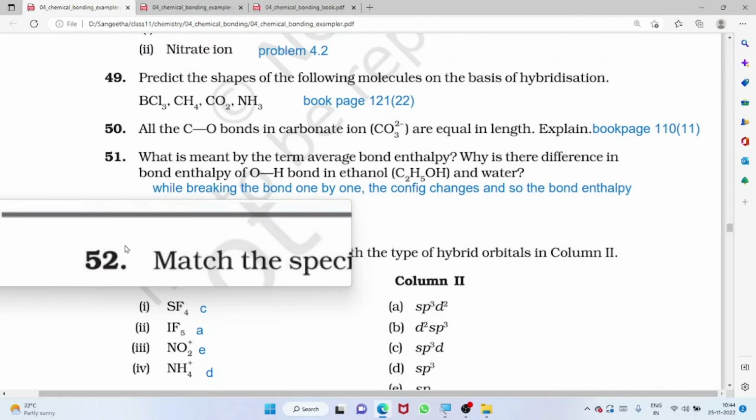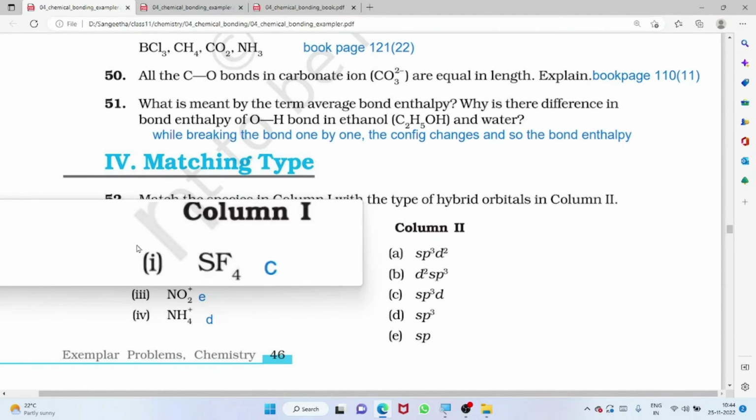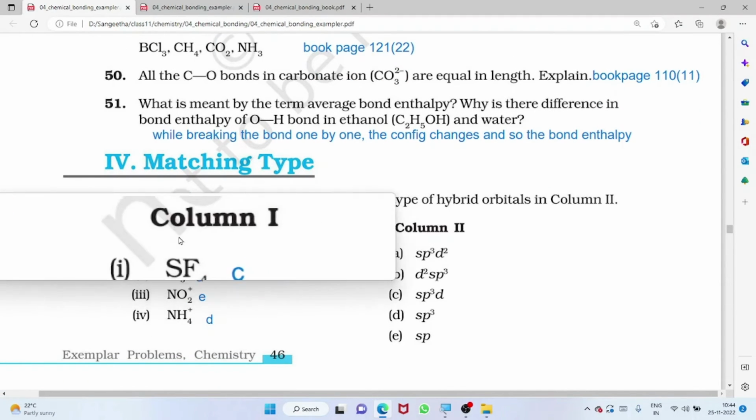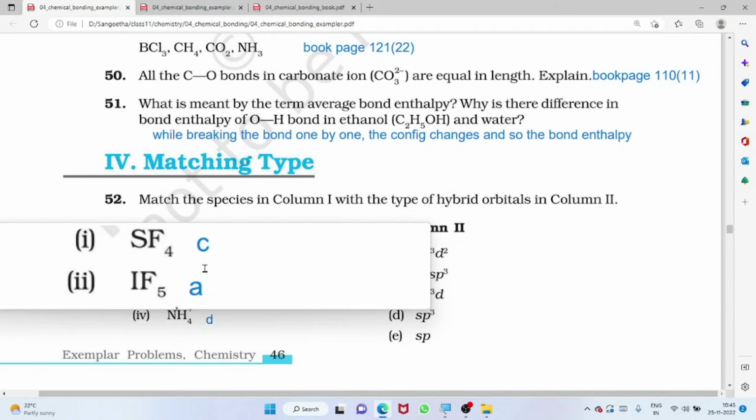What is meant by the term average bond enthalpy? Why is there a difference in bond enthalpy of the OH bonds in ethanol? When breaking the bonds one by one, if you break one bond, then the remaining bond structure will change. So the bond enthalpy will be different when you break the next bond.